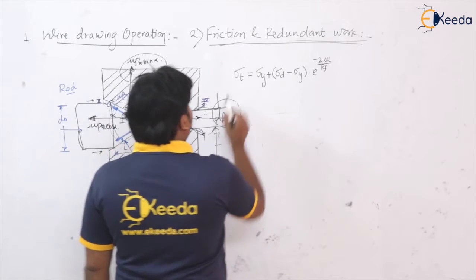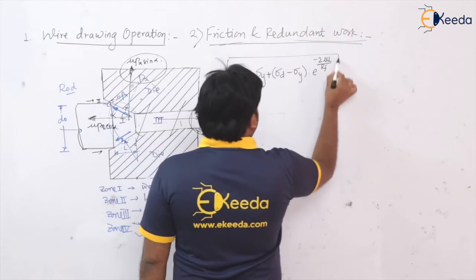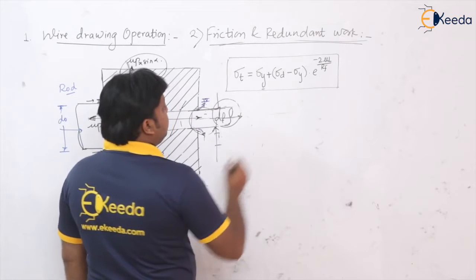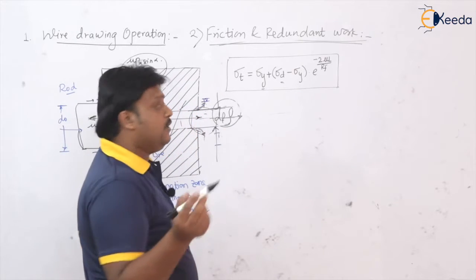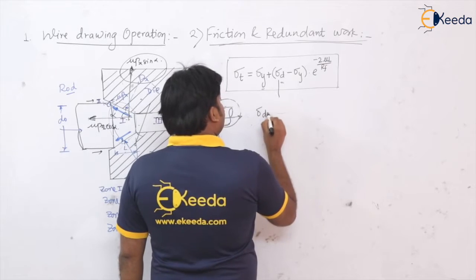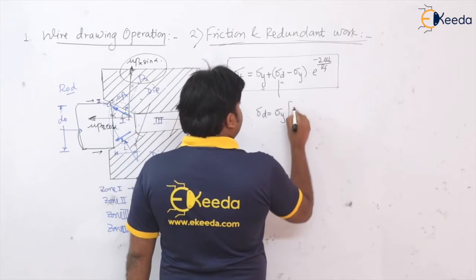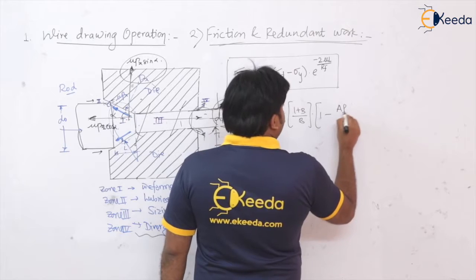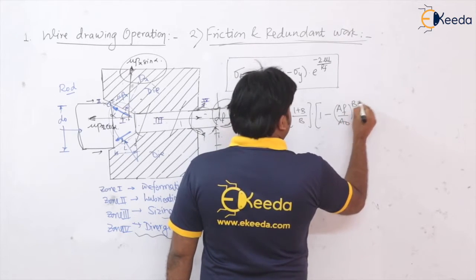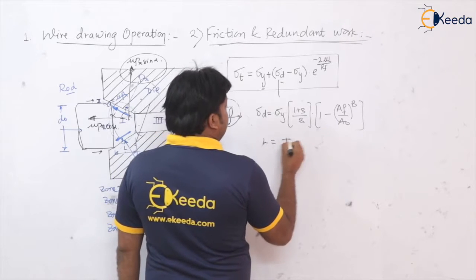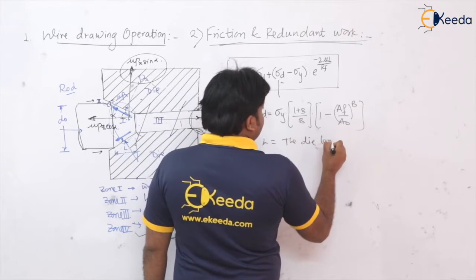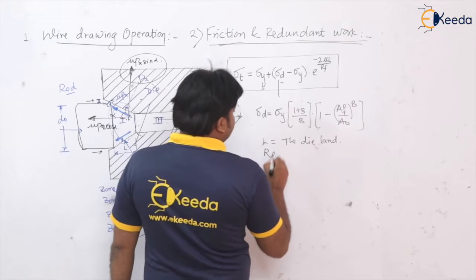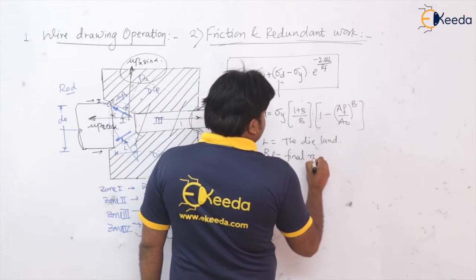Okay, so this is the formula to get the total drawing stress in the wire drawing process, where sigma y is the yield strength of the material, sigma d is the drawing stress that we have calculated from which formula, sigma d is equal to sigma y into bracket 1 plus B upon B into 1 minus A final divided by A original to the power B, where L is the die land, okay, the length of the deformation zone, and R F is the final radius of the wire.